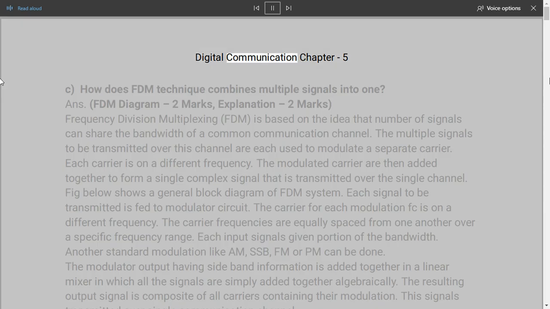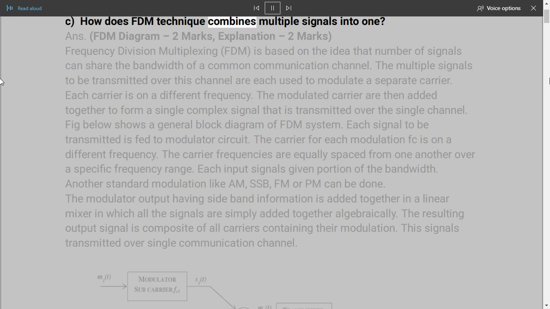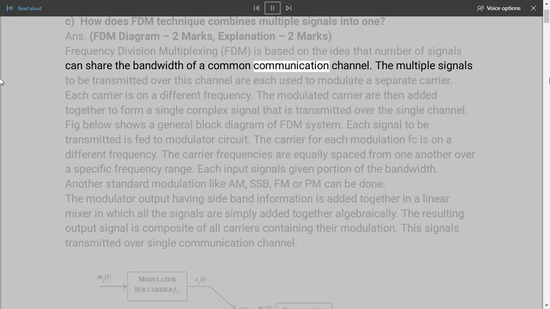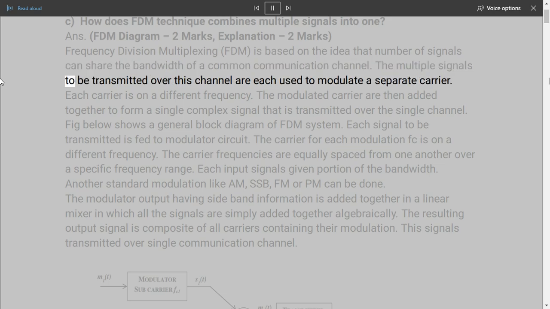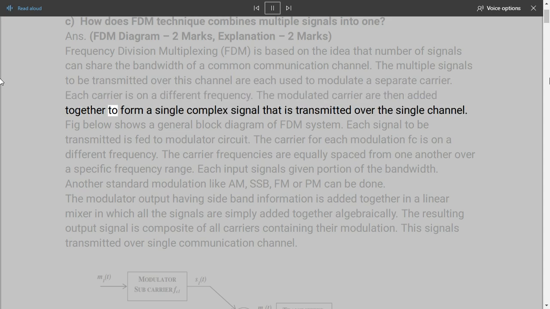Digital Communication Chapter 5. Q1. How does FDM technique combine multiple signals into one? ANS: FDM diagram, 2 marks, explanation, 2 marks. Frequency division multiplexing, FDM, is based on the idea that a number of signals can share the bandwidth of a common communication channel. The multiple signals to be transmitted over this channel are each used to modulate a separate carrier. Each carrier is on a different frequency. The modulated carriers are then added together to form a single complex signal that is transmitted over the single channel.